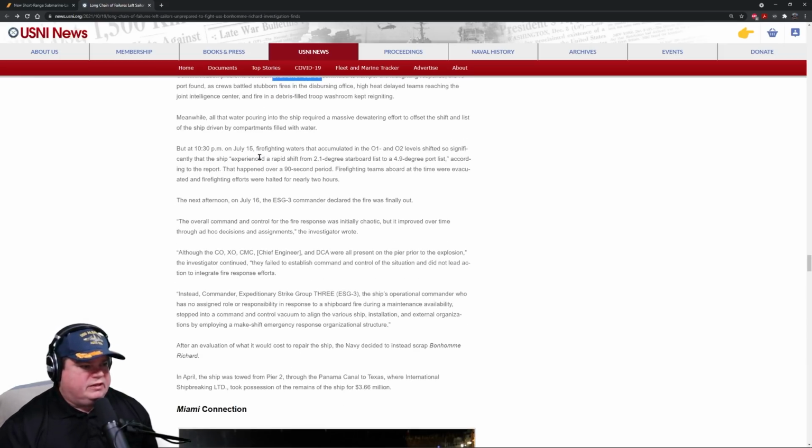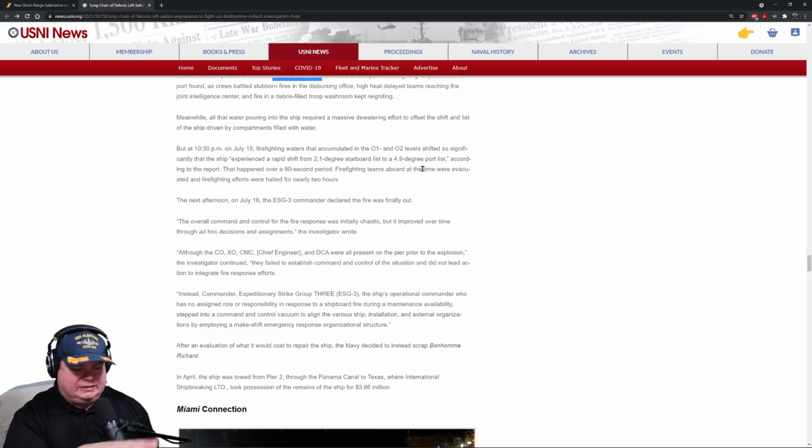But at 11:30 on July 15th, firefighting waters were accumulated in the O1 and O2 levels. O1 and O2 are like the levels that are above the deck, and all the other levels are below the deck. So if it's an O1, O2, that's above the deck. Flight deck, I'm talking about. Okay, shifted to significant ship experience. Rapid shift from a 2.1 degree starboard list to a 4.9 degree port list.